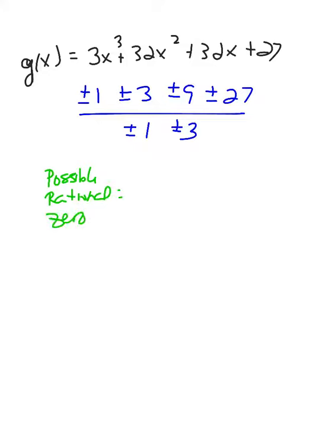So we've got plus minus 1 over plus minus 1. Plus minus 1 over plus minus 3, so that's plus minus 1/3. Plus minus 3 over plus minus 1 is plus minus 3. Plus minus 3 over plus minus 3 is 1, right? 3 divided by 3 is 1. But I already have that, so I don't need to write it again. Plus minus 9 over plus minus 1 is plus minus 9. Plus minus 9 over plus minus 3 would be plus minus 3. I have that. Plus minus 27 over 1 would be plus minus 27. And then plus minus 27 over plus minus 3 would be plus minus 9, and I already have that. So those are my possible rational zeros. Okay, so let's take a look at number 5.